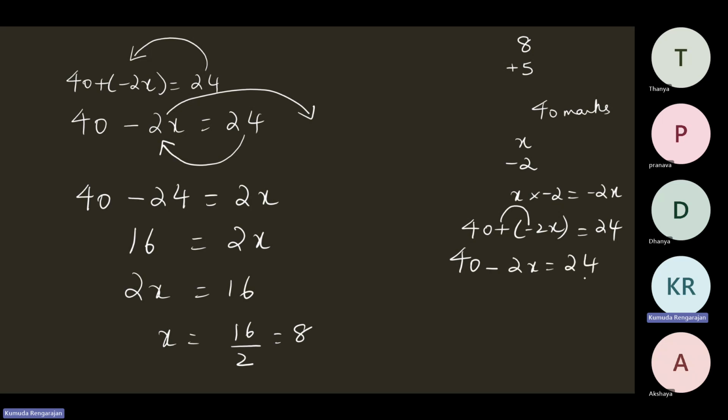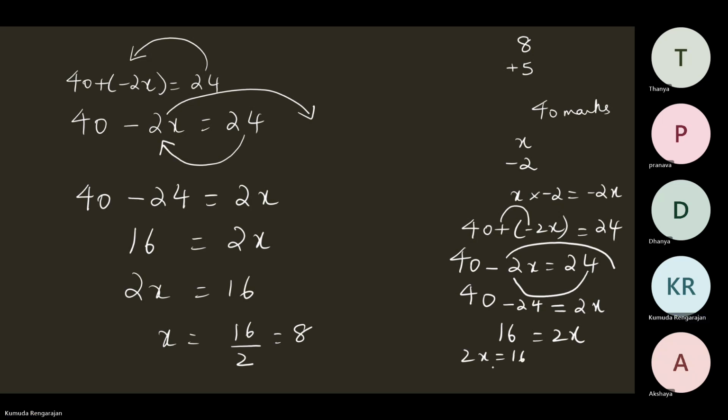You need to transpose. You need to have the numbers on one side and the x on the other side. So 40, bring this to the left-hand side. So plus 24 becomes minus 24 is equal to, take this minus 2x to the right-hand side. So minus 2x becomes plus 2x. 40 minus 24 is 16 is equal to 2x, or 2x is equal to 16. x is equal to, now 2 and x are in multiplication. So when you transpose 2, it will go for division. 16 by 2, which is 8. So that means he's answered 8 questions incorrectly.